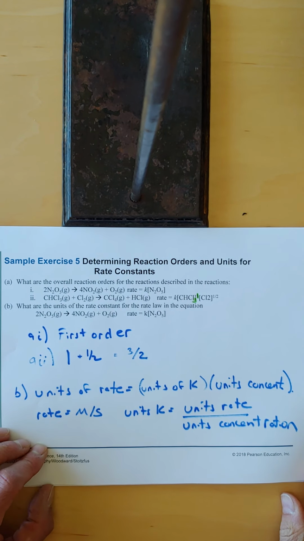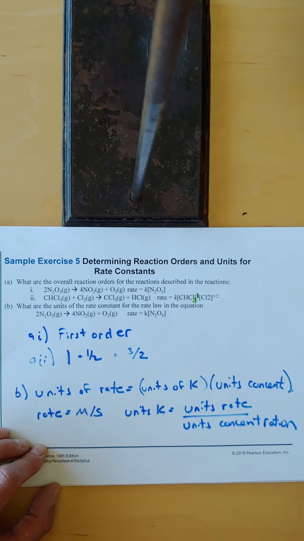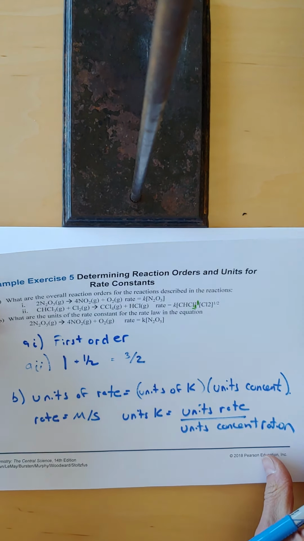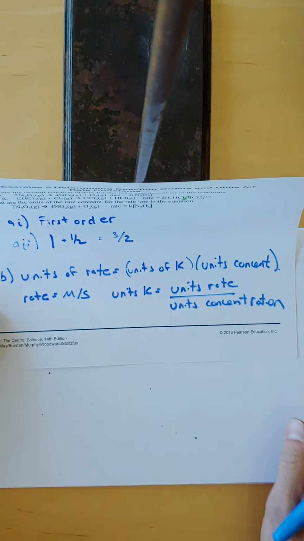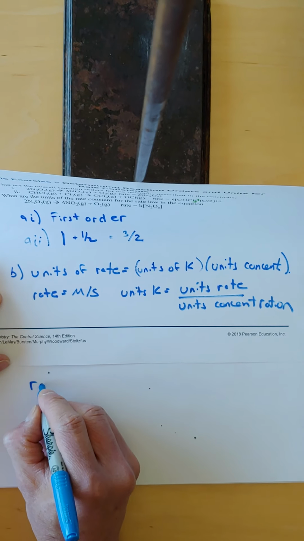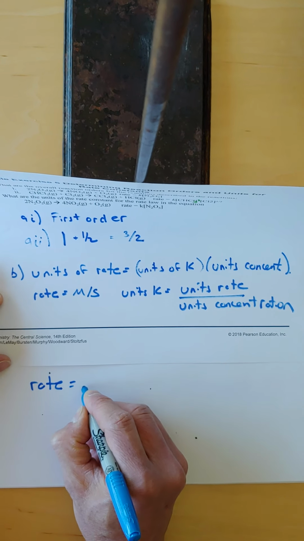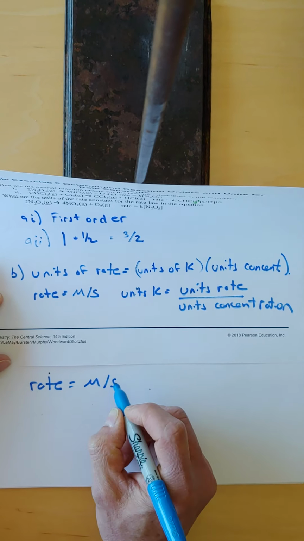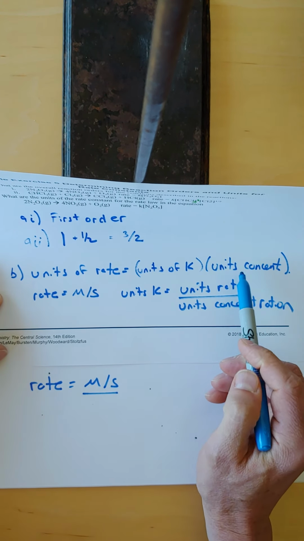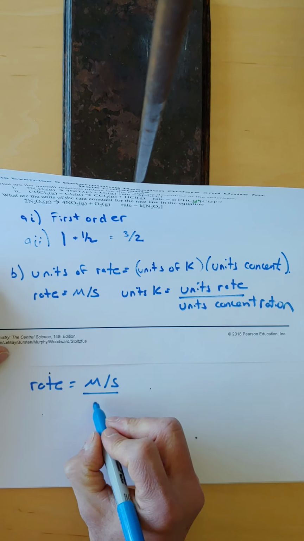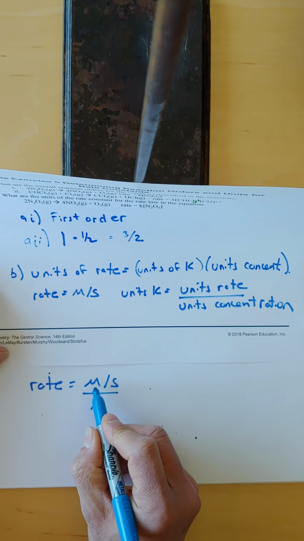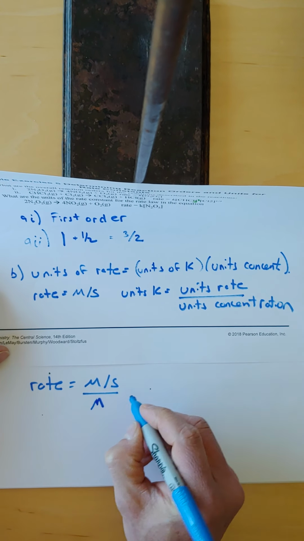Okay? So my rate units divided by my concentration units. Well, let's look at that a little bit. So what are my units for rate? Well, we said my units for rate are going to be equal to molarity per second. And my units for concentration, since it's a first order reaction, were simply molarity. So I have molarity per second divided by molarity.